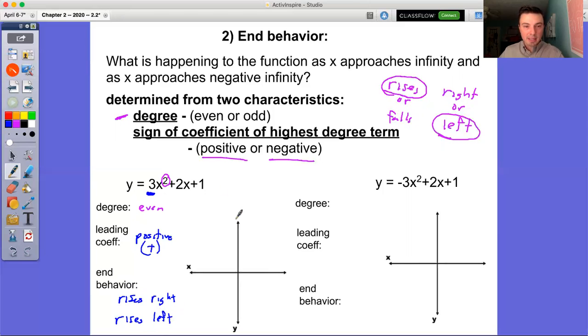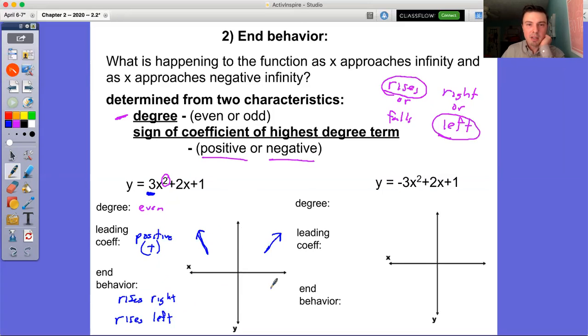Rises right and rises left. You want to have this written down. When it's even, positive, rises right, rises left. So what that would mean is that as we go to the right over here, we know our function would be going up like that. As we go to the left, it also rises. It might do some weird stuff in the middle depending on how many turns there are and what our x-intercepts are. But this is all we know about this function from this right here. So positive, rises right, rises left.